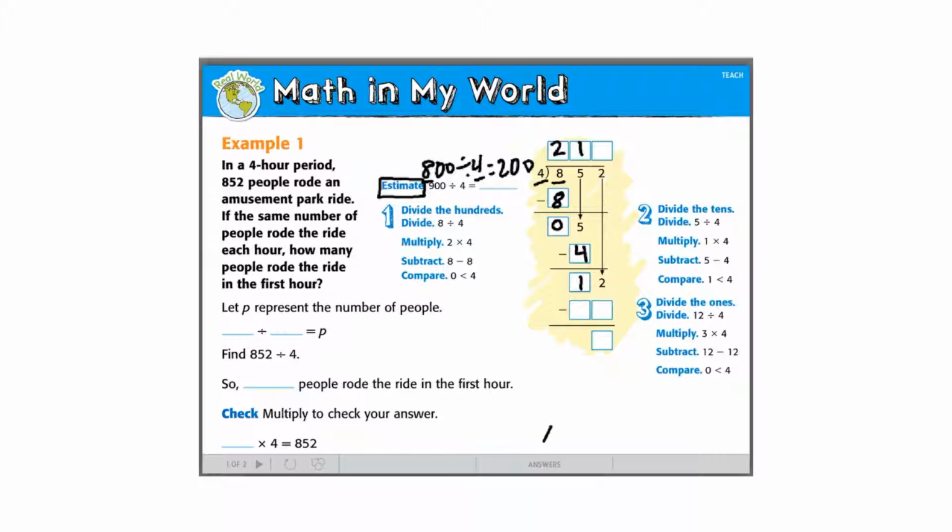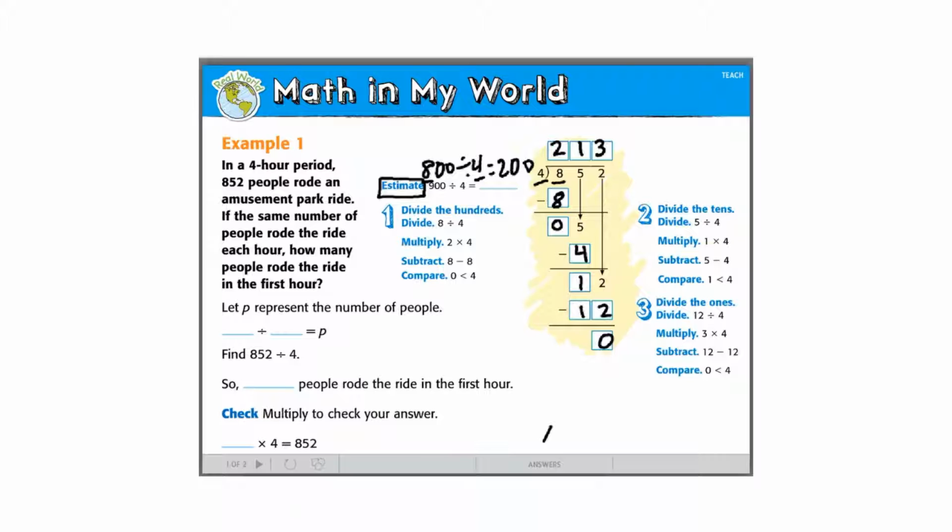I love how they already brought down all the numbers for you. So you bring down the 2. 4 goes into 12 3 times. 3 times 4 is 12. Then you subtract and you get 0. So this one has no remainder. 213 people. And my estimate was 200, which is pretty close to 213.